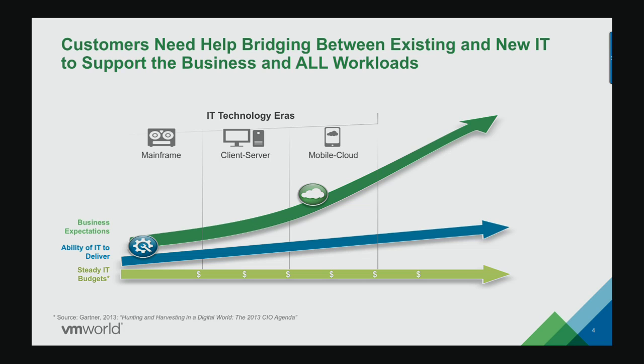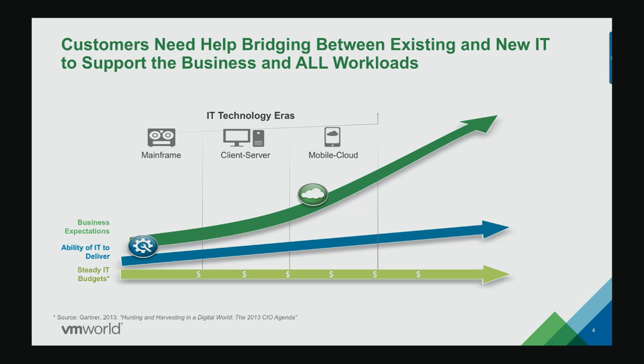So, quick show of hands before we get started. How many of you here identify with the fact that expectations from the business are outpacing the ability of IT to deliver projects? Show of hands. That's like more than half. All right. How many of you have had flat or reducing IT budgets? A little more than half. All right. So that's basically the new reality, right? IT is always being pressured to do more with less.